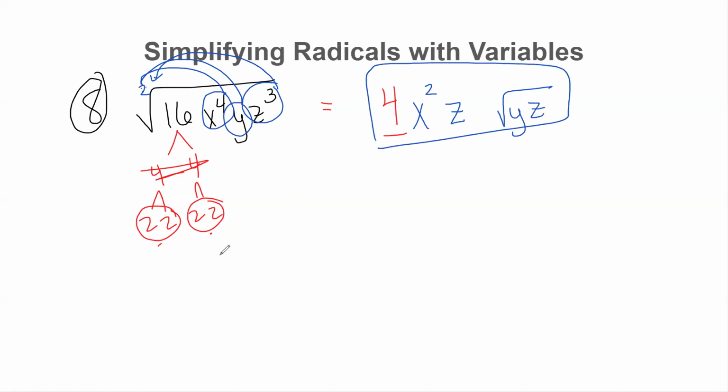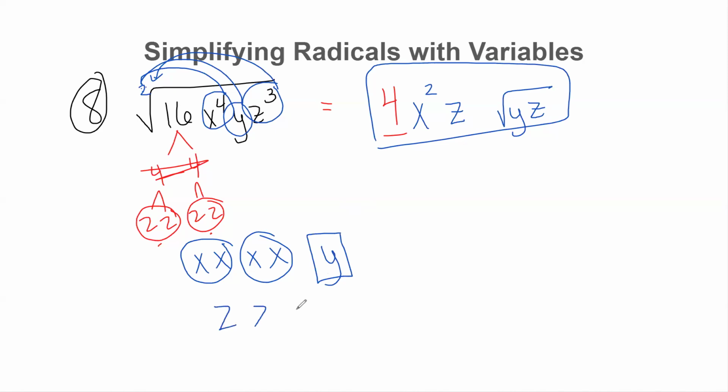Answer. If you wrote out the food, you'd be 4 X's, 1 partner, 2 partners. So that's why it's X squared popped out. None left over. 1 yogurt. He does not have a partner, so he's back in. 3 zucchinis. 1, 2, 3. 1 partner. That's why there's 1 Z on the outside, 1 left over, 1 Z on the inside.